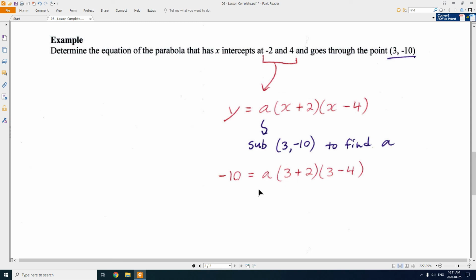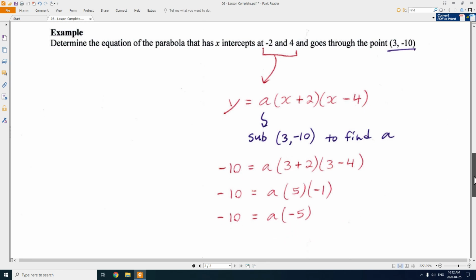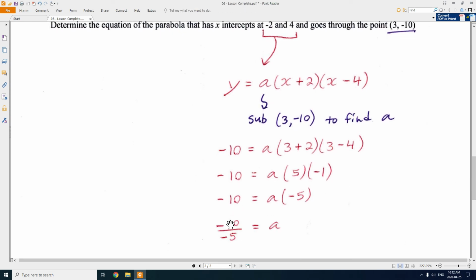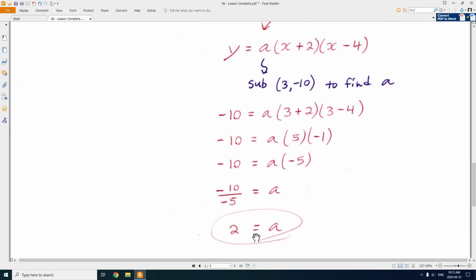So let's go through and solve this. Brackets first, so 5 and negative 1. I can multiply those together now. 5 times negative 1 is negative 5. And solving for a, I will divide by negative 5. That gives me an a value of 2. So 2 equals a.